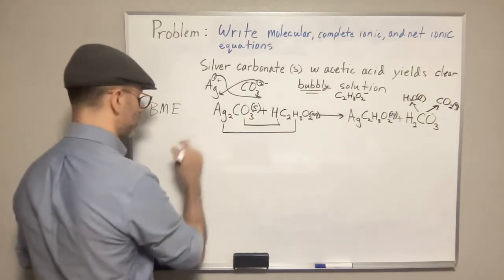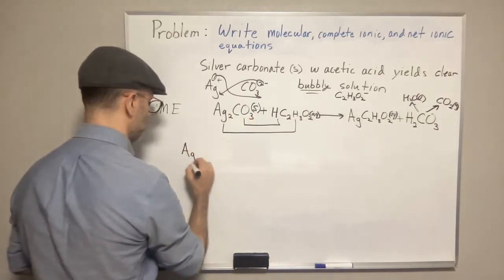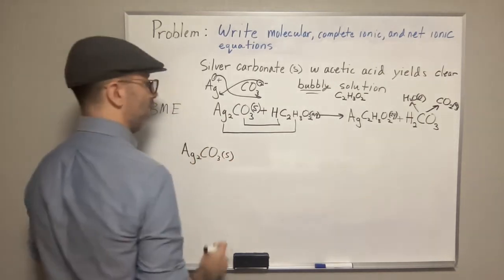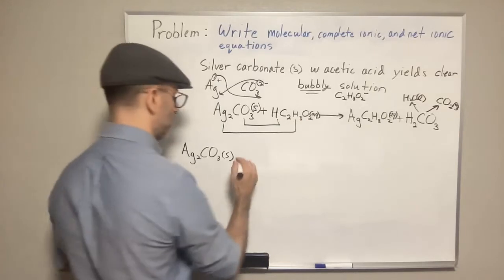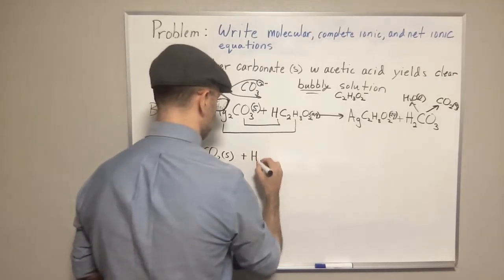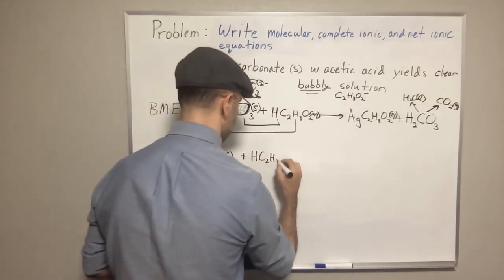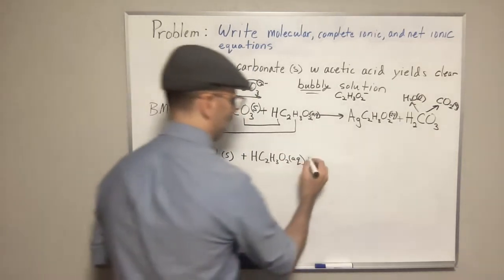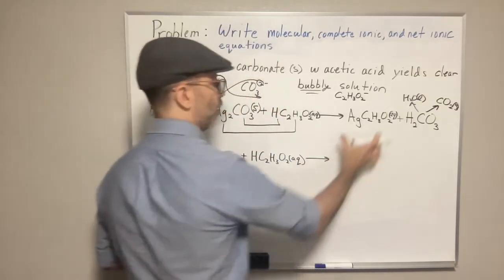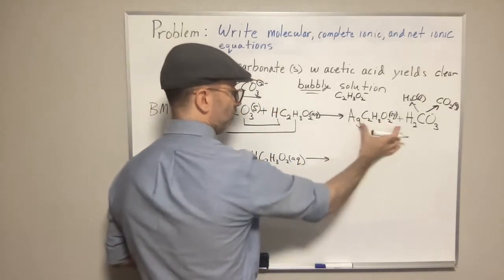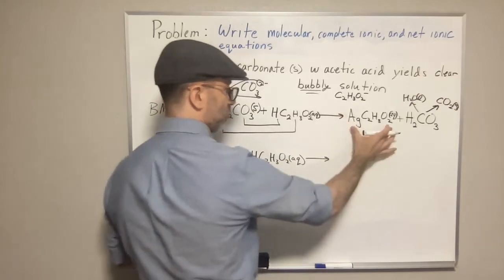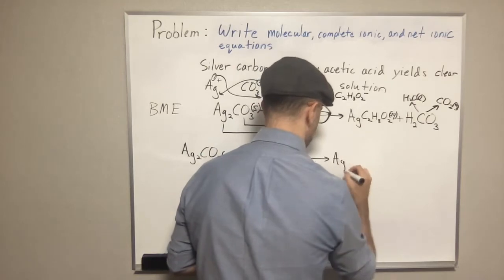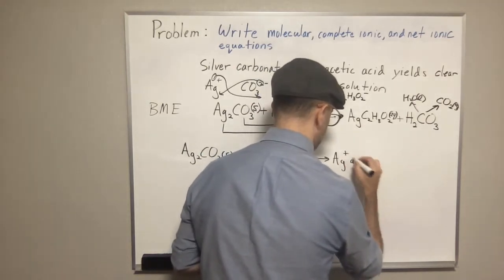So here we have a solid, so we're going to keep that together. So Ag2CO3 solid. And this is a weak acid, so we're going to keep that together. So that's HC2H3O2 aqueous. And we're going to go to our products. Here we have aqueous. This is going to come apart. We have an ionic substance. It's aqueous. So we're going to separate the ions. So we have Ag plus aqueous.